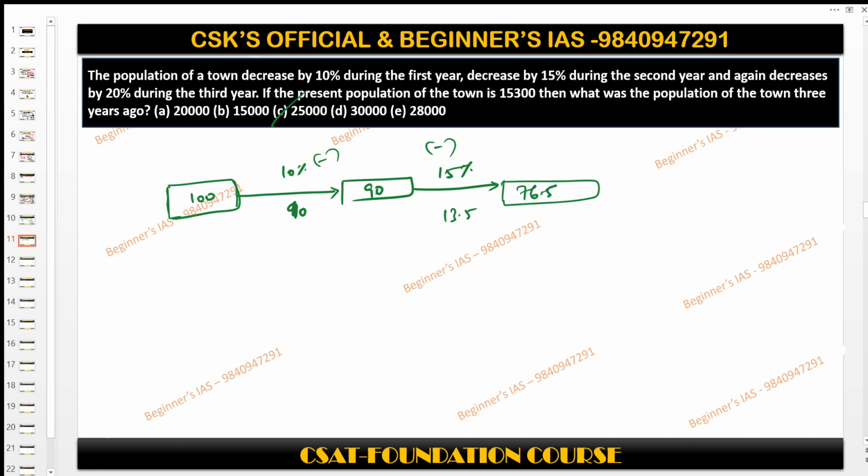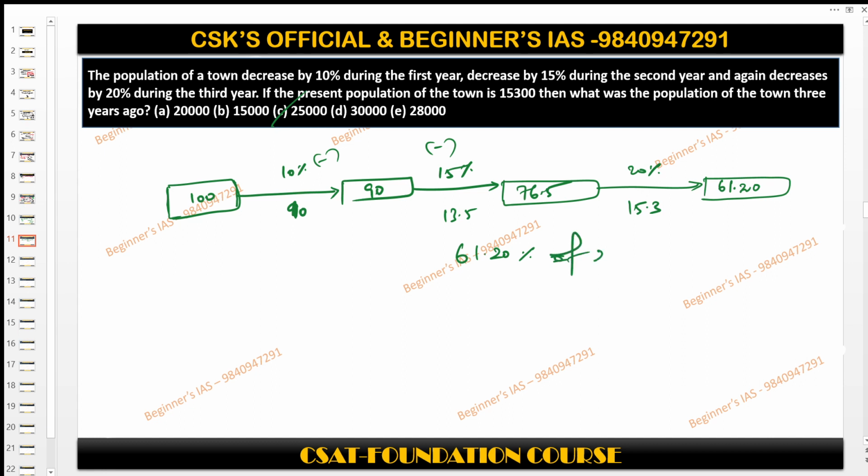76.5. Very good. Then again a 20 percent decrease: 15.3. Then finally 61.20. So 61.20 is equal to what? 15,300. Yes. So 15.3 percent is equal to what? This one.